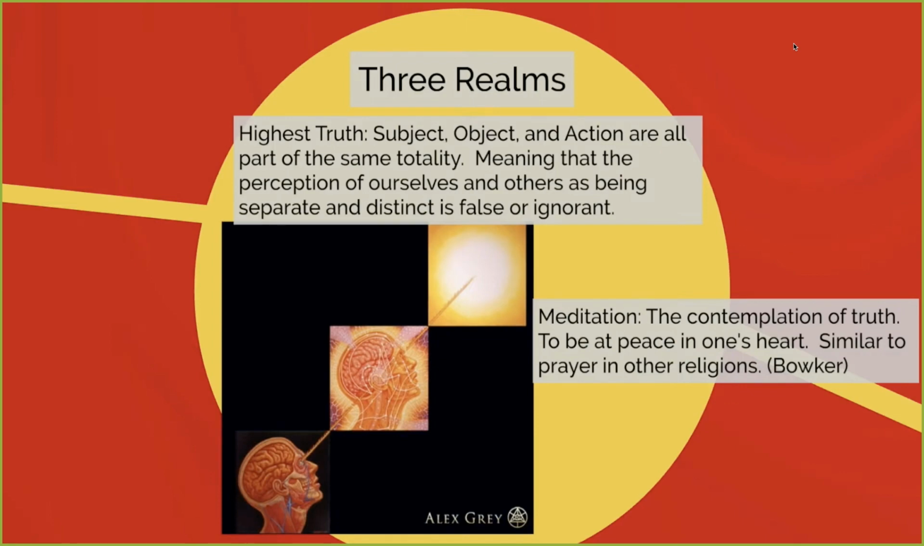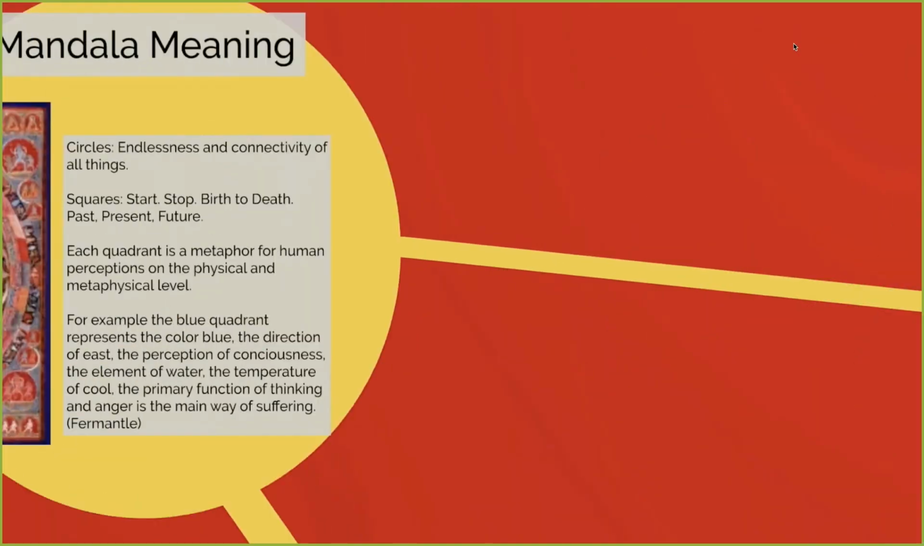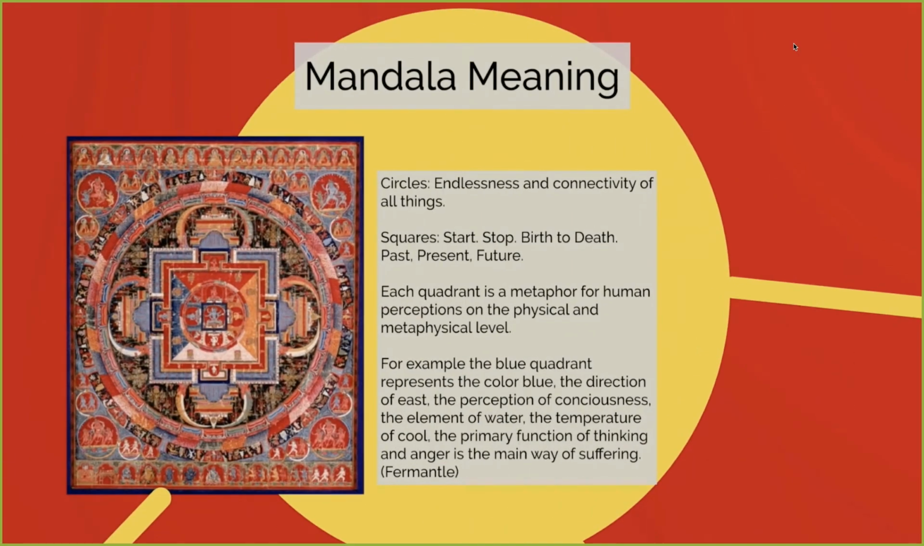Meditation, the contemplation of truth, to be at peace in one's heart, similar to prayer in other religions. Mandala meaning. The circles are endless and connectivity of all things. The squares represent the start, stop, birth to death, past, present, future, nature of our apparent reality. Each quadrant is a metaphor for human perception on the physical and metaphysical level.